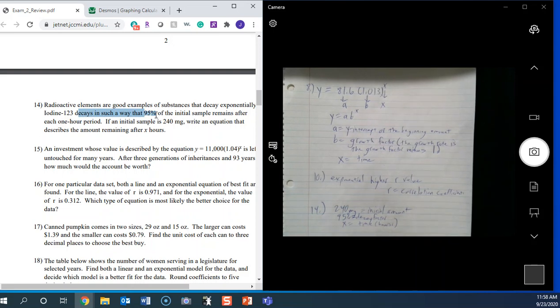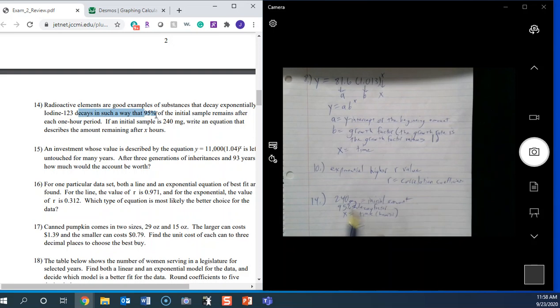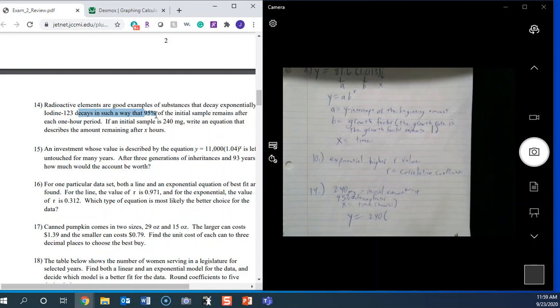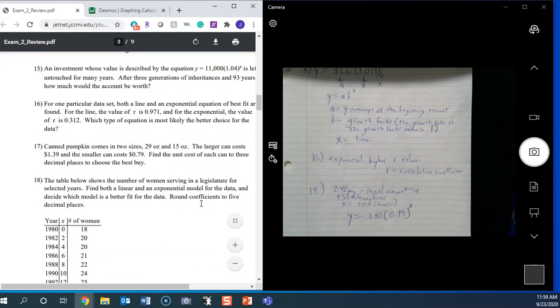Okay, so now we'll write this as an equation. So as Y equals, we know the initial amount is A. So that'll be 240. The decay factor is what we put in the parenthesis. We don't put rates in the parenthesis, we put the factors. So it'd be 0.95. That's the decay factor. And then finally, we'll take it to the X, and that would be the time. Okay, let's see.